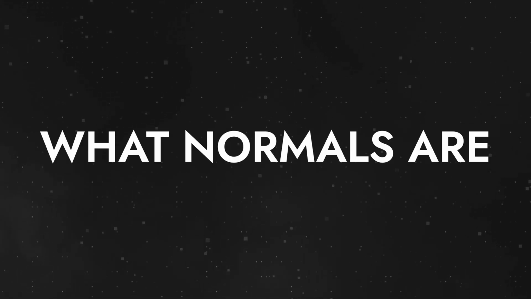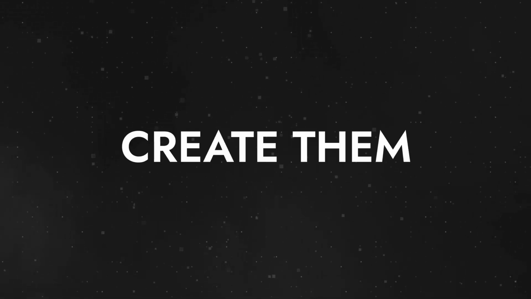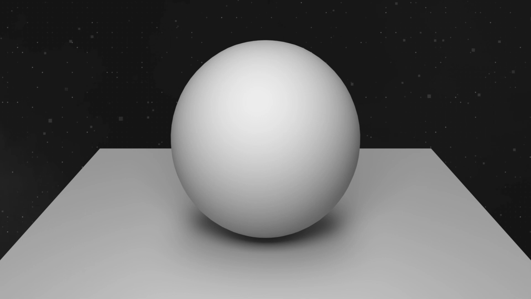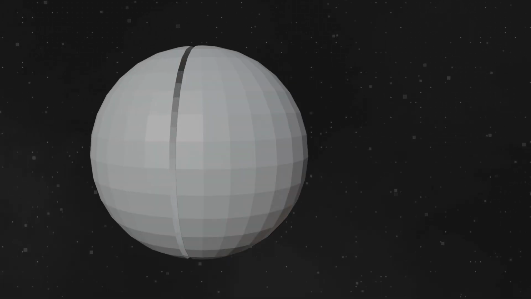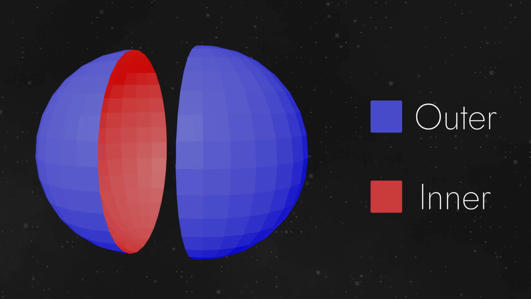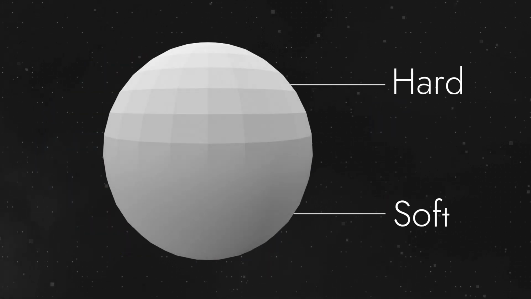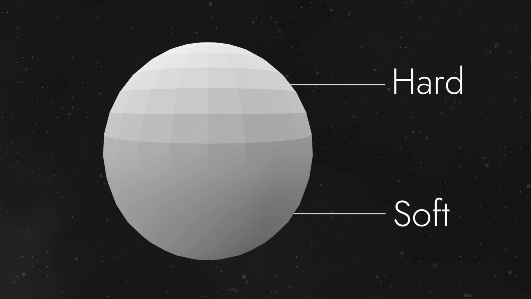Today we will talk about what normals are, normal maps, and how to create them. Normals are needed for the program to understand how to properly illuminate your model. They exist for polygons, allowing you to show which way they face and where the outer and inner parts of a model are, as well as for vertices, allowing you to set hard edges or soft edges.